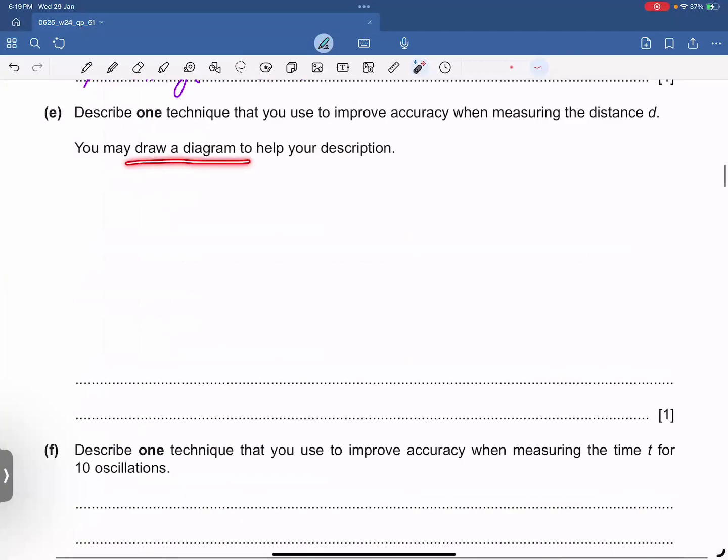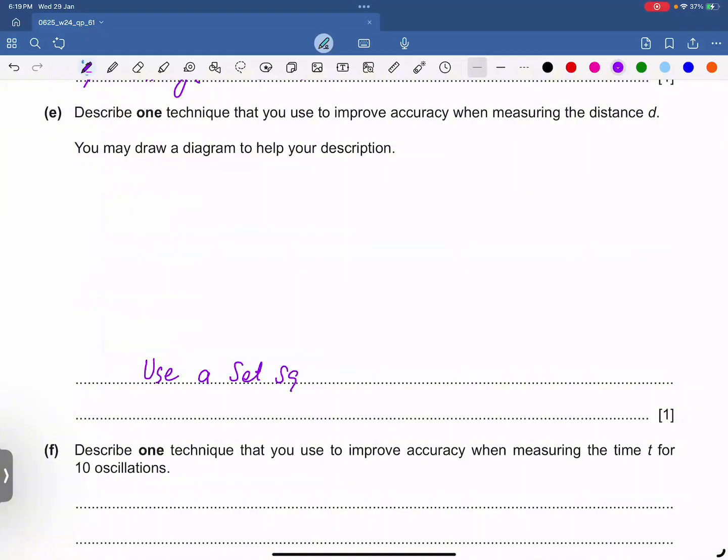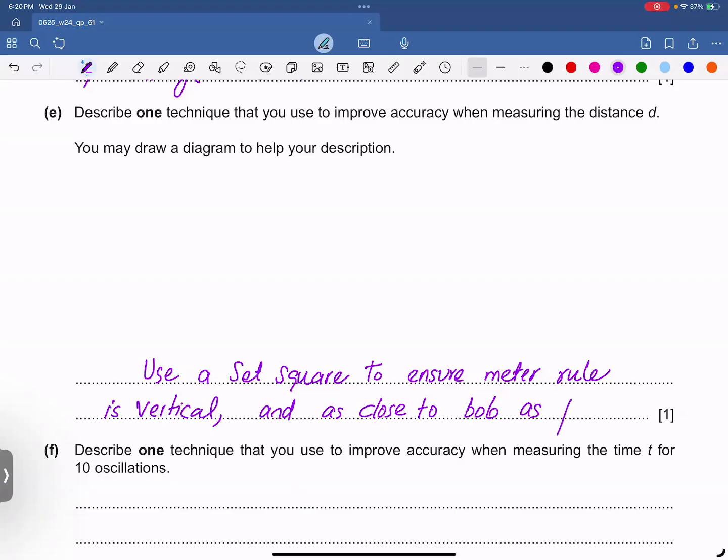So they say you may draw the diagram. I'm not drawing, so I will say use a set square to ensure meter rule is vertical and as close to bob as possible.